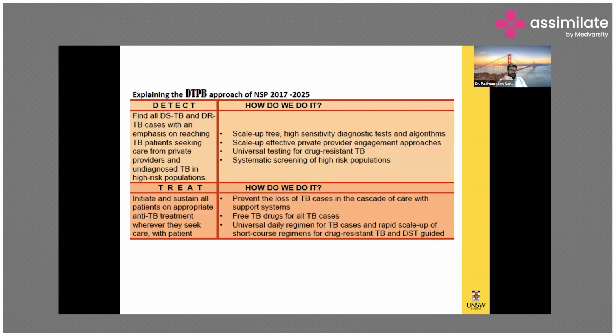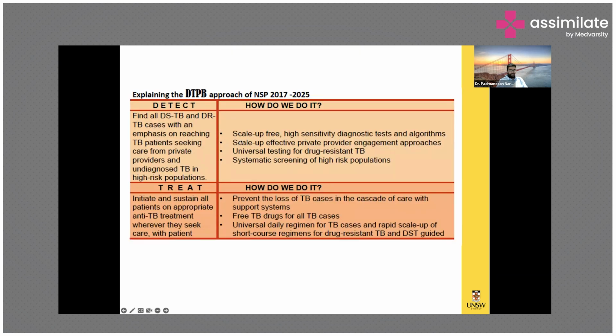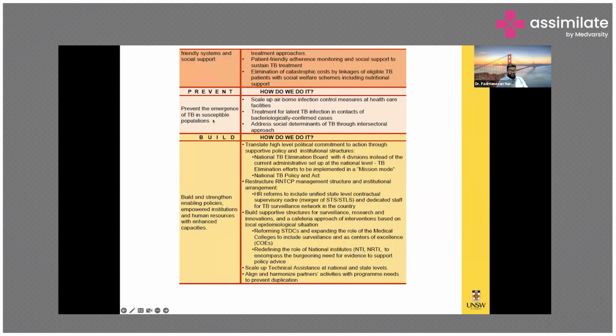Okay, so basically they have a 4-pronged approach to TB. It's called detect, treat, prevent, and build. Detect means you have to find all drug sensitive and all drug resistant cases, and you have to initiate and sustain all patients on appropriate anti-TB treatment, and you have to prevent the emergence of TB in susceptible populations, and you have to build and strengthen enabling policies, empower institutions, and build the requisite human resources.